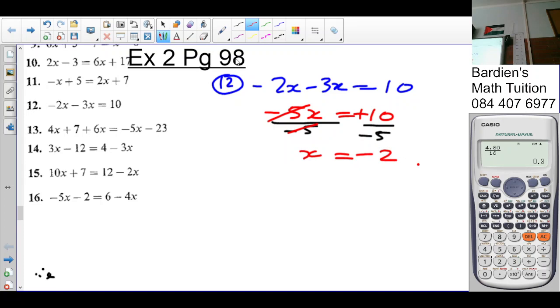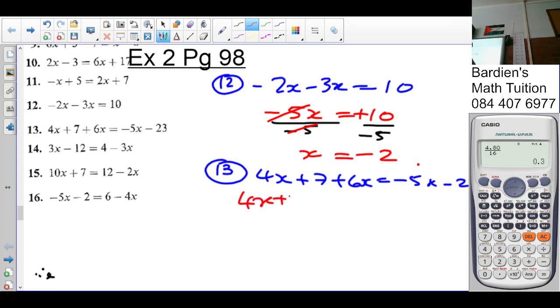Okay, number 13. Farah, what's your answer? Negative 2. Who got negative 2? Right, let's hear from you behind Zara. And you got positive 2. Okay, no problem. Let's hear from you. 4x plus 6x minus 7 equals 5.